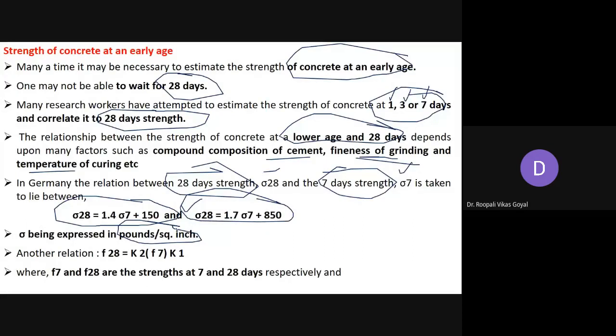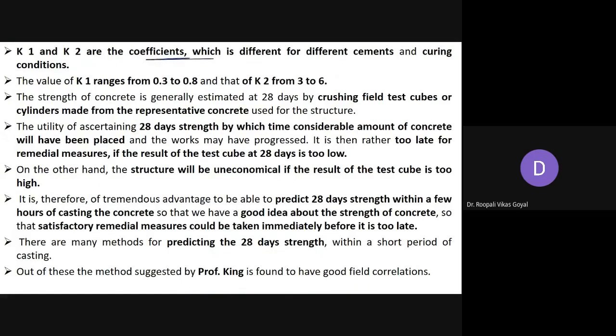Another relationship is also established, that is F28, the compressive strength after 28 days, in the form F28 = K2 + K1 F7. This F7 and F28 are the strength of concrete after 7 and 28 days respectively, and K1 and K2 are coefficients, which are different for different cement and curing conditions and are to be established. The general range of K1 is from 0.3 to 0.8, and K2 is from 3 to 6.